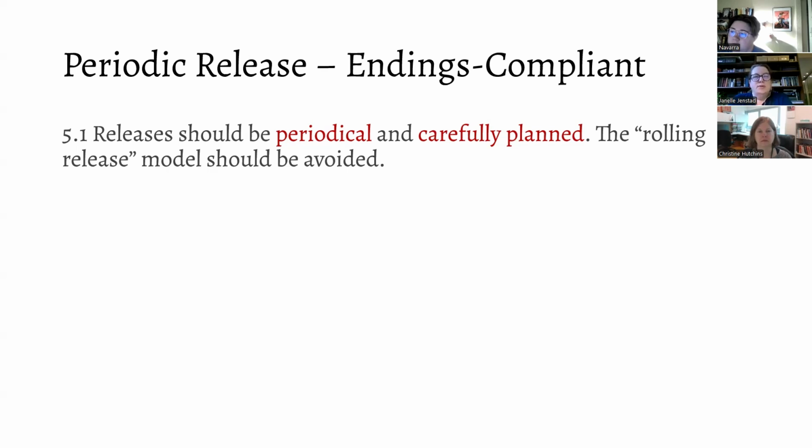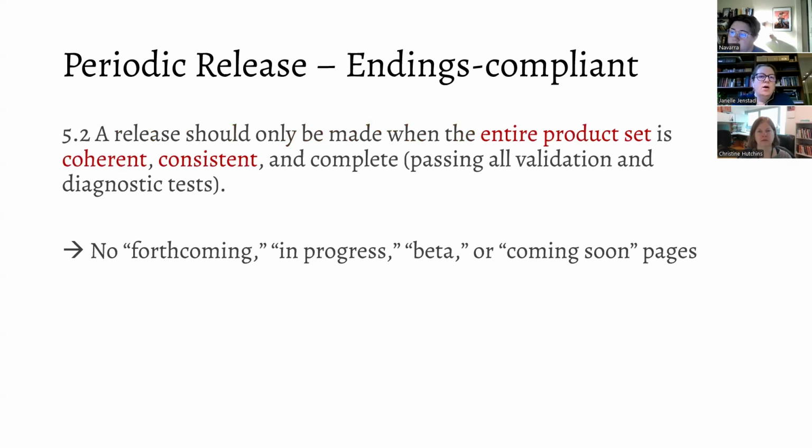What the Endings project says about releases is that they should be periodical and carefully planned. The rolling release model should be avoided. Also, a release should be made only when the entire product set is coherent, consistent, and complete, and every page has passed any validation and diagnostic tests that our project sets up. So that means that you don't release an anthology with pages that are forthcoming or in progress or in beta or coming soon. You release when you have a complete site with everything that you want to release done and ready to go.